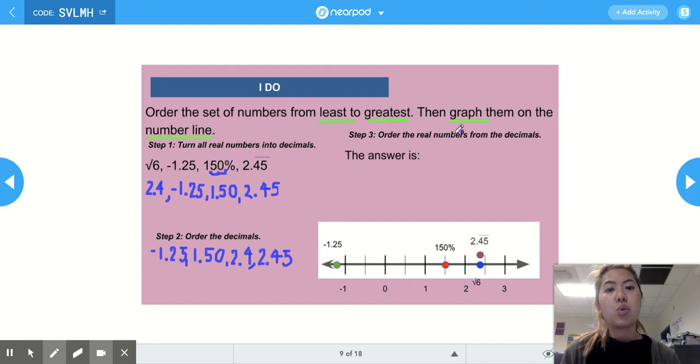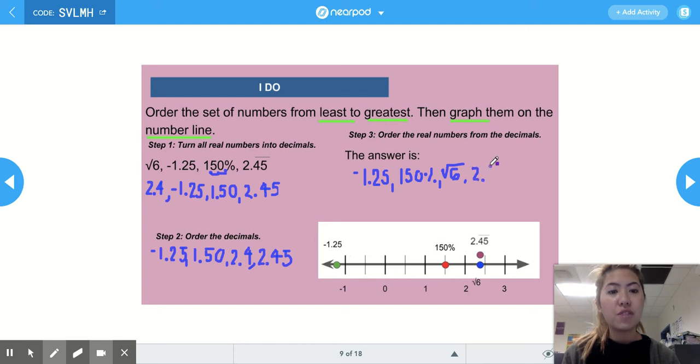Step 3 is to order the real numbers from the decimals. So we've already ordered the decimals, and so now we have to make sure that we're writing it back to its original form. So negative 1.25 was the representation of the number in its original form, so we're going to keep that. Then we have 1.50, which in its original form was 150%. So we have to change it back. Then we have 2.4, which in its original form in this problem was square root of 6. And lastly, we have 2.45.